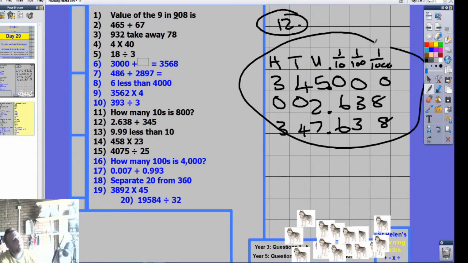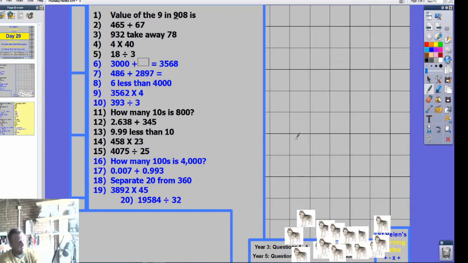This is the kind of question that people get wrong. And it's frustrating because it's so easy to get this question right if you're just a little bit more careful. Okay. 9.99 less than 10. I'm not even going to write anything. Let's try and do this in our heads.